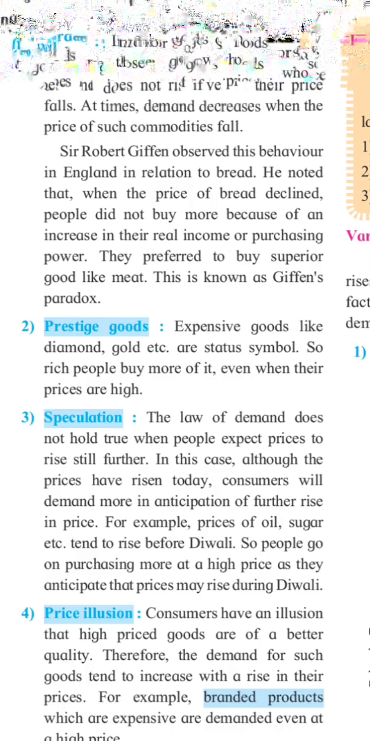Next, we have prestige goods. Expensive goods are purchased because they represent status and prestige. That's why prestigious goods are preferred by rich people. Examples are gold, diamonds, luxury cars. Speculation. So people buy more when they expect prices to rise further. It is like future predictions. So example is shares in real estate. If prices are going to rise in future, they will buy today. Or if the prices are going to fall in future, they will not buy today. They will buy less or they will not buy.